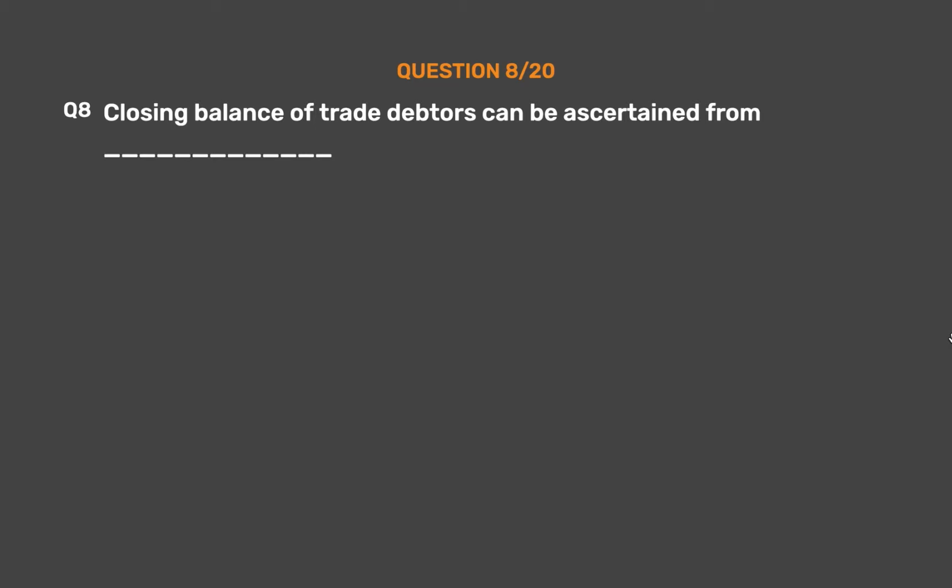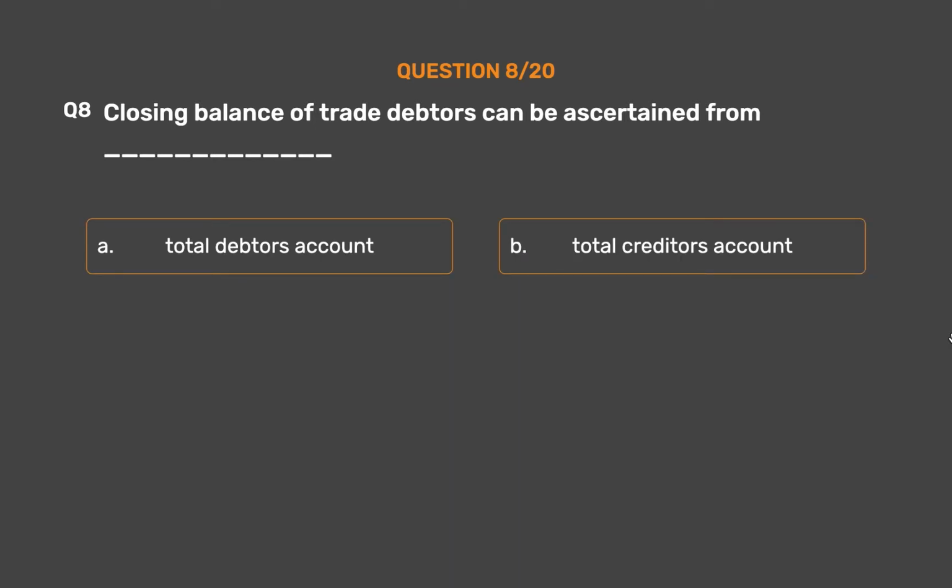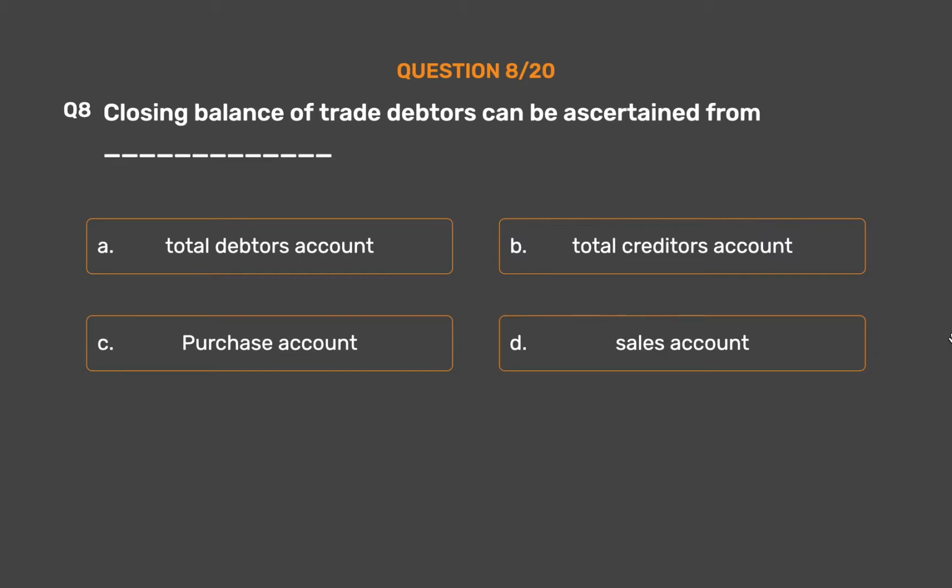Question number 8. Closing balance of trade debtors can be ascertained from blank. Option A. Total debtors account. Option B. Total creditors account. Option C. Purchase account. Option D. Sales account.